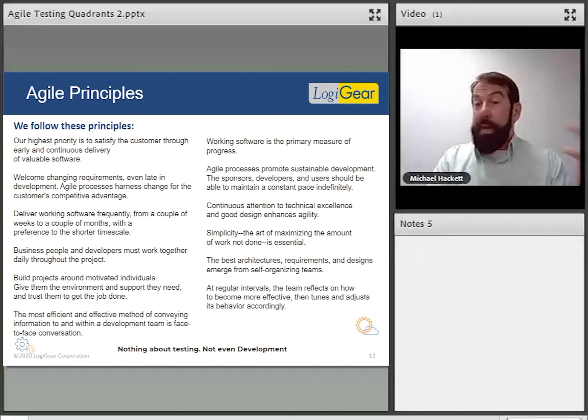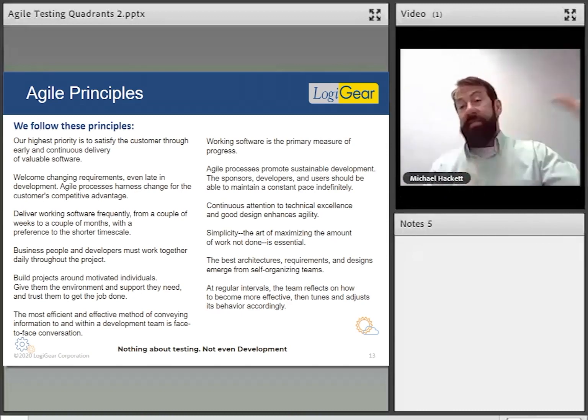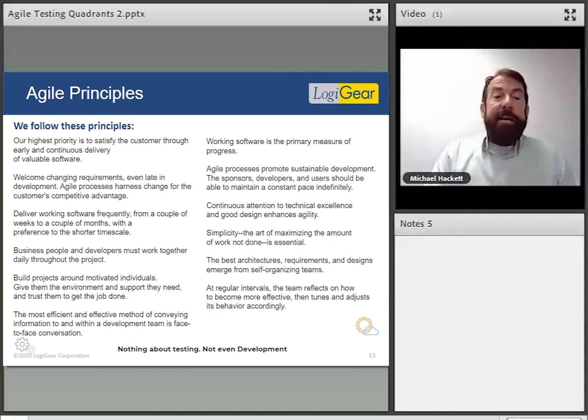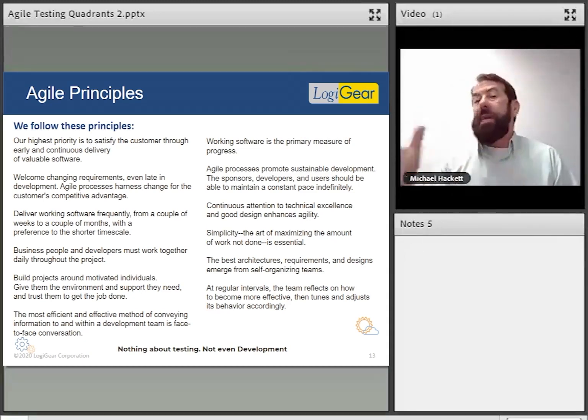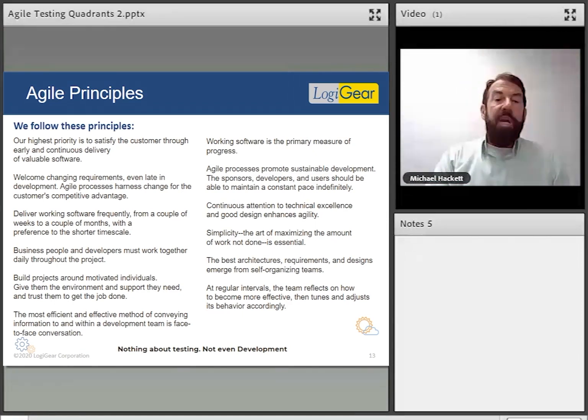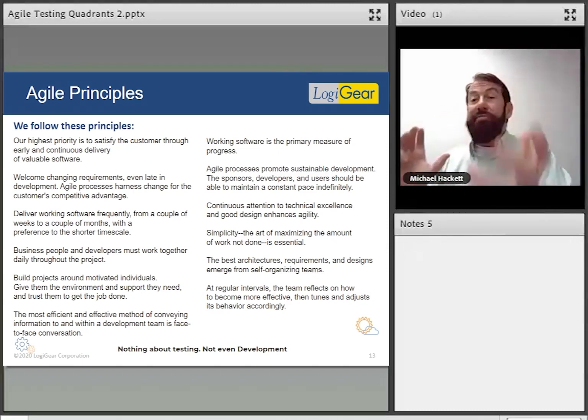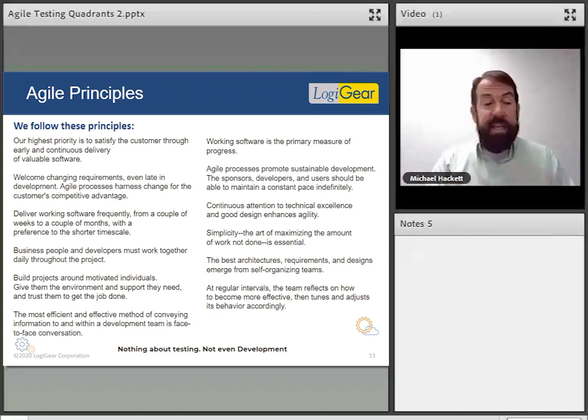We could have a whole webinar just on that. Welcome changing requirements, deliver working software frequently, MVPs, or just continuous stream of value to customers. The most efficient and effective way to communicate is face-to-face. Great, all this stuff is great. None of it says anything about how you test. None of it even says anything about how you write code. Right? So if we're going to be Agile, how do you write code? If we're going to be Agile, how do you test? Agile doesn't say anything about how you code and how you test.